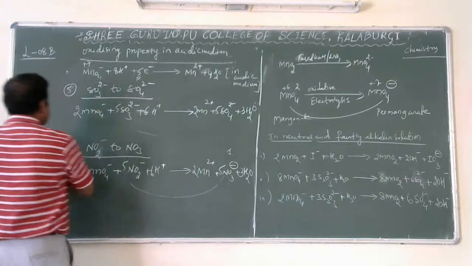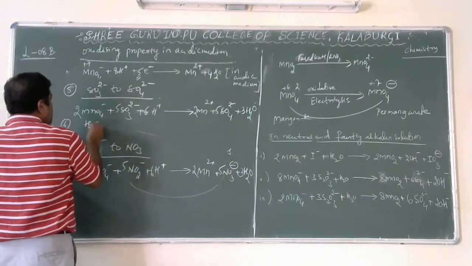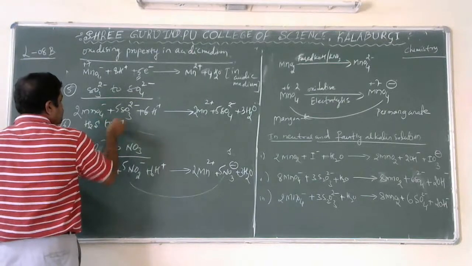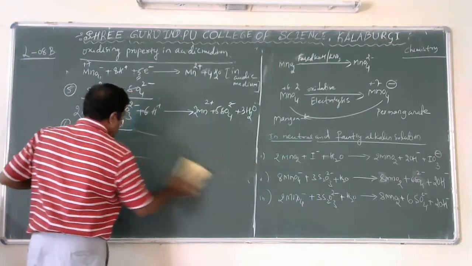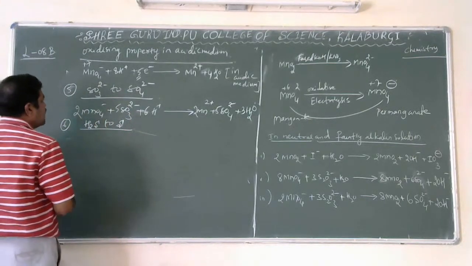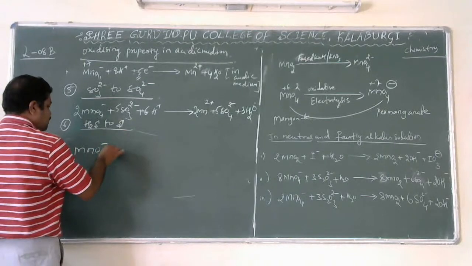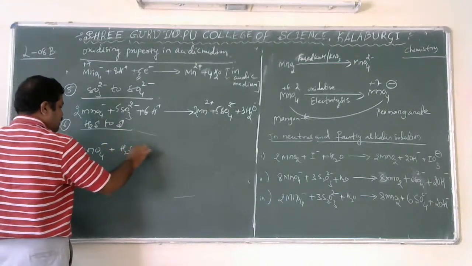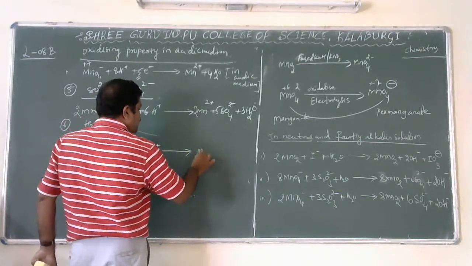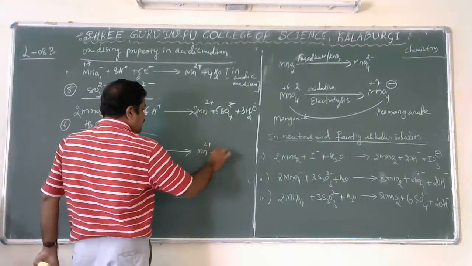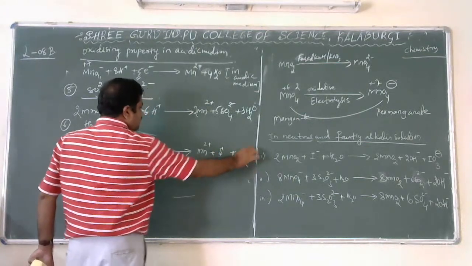Okay, hydrogen sulfide, H2S, yes, that is sulfur. Finally, hydrogen sulfide to sulfur, once again see: MnO4 minus plus H2S plus H plus in acidic medium. Mn2 plus is the reduced product, and the oxidized product is sulfur, yes.